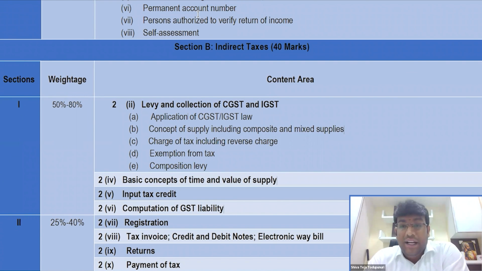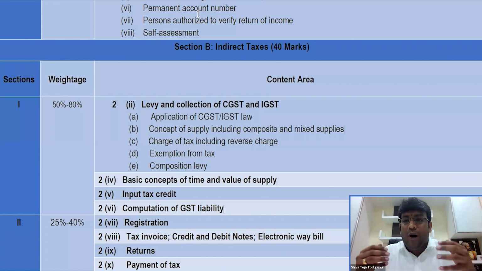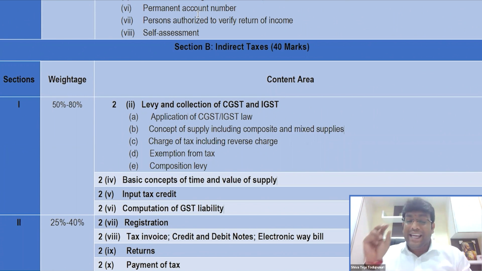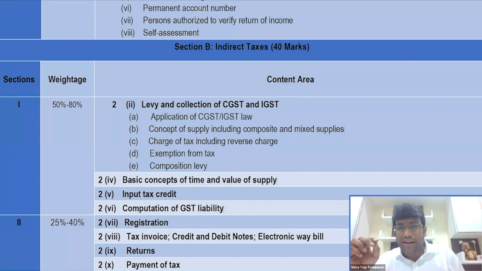There is one section, section 18, subsection 1, clause B, which clearly says that any person who obtains voluntary registration can claim input tax credit on the stock. He can claim ITC on inputs held in stock, inputs contained in semi-finished or finished goods in stock. But he cannot claim credit on capital goods. That is the benefit you will get if you go for voluntary registration.